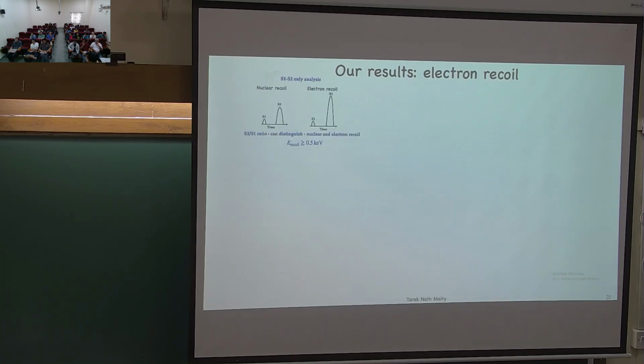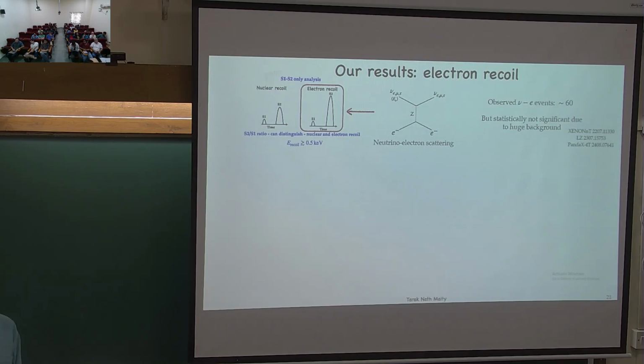So we try to do that. As I said, your experiment is capable of separating nuclear recoil from electron recoil in a certain recoil energy regime, and we have tried to utilize that. Utilizing neutrino-electron scattering events, we have tried to measure sin square theta w again. But the point is that with neutrino-electron scattering, these experiments are detecting almost 60 events, and these are not statistically significant, because electron recoil always comes with huge background, coming from radioactivity. Lead and krypton produce huge electron recoil backgrounds. So even if we are detecting 60 events, that is not statistically significant.